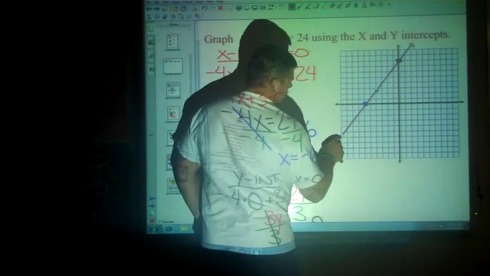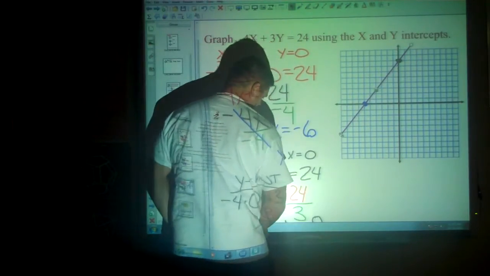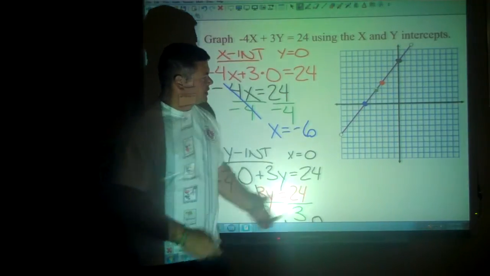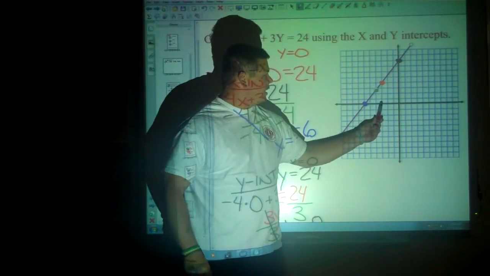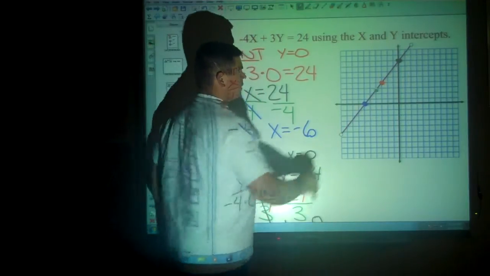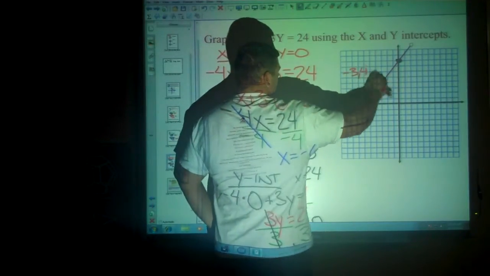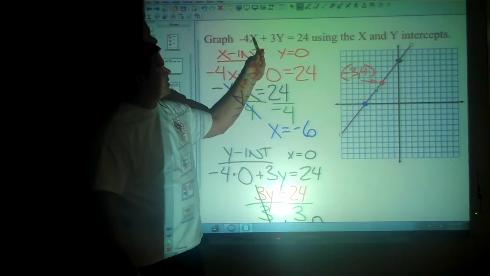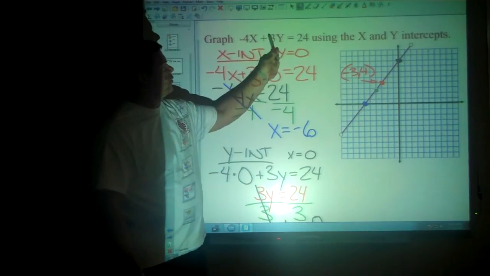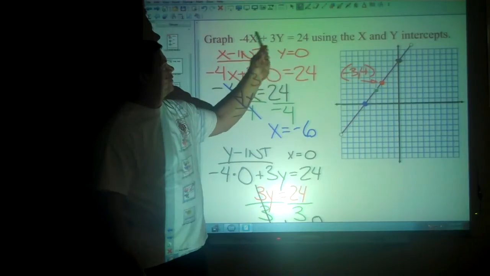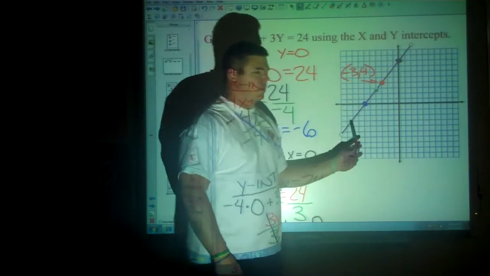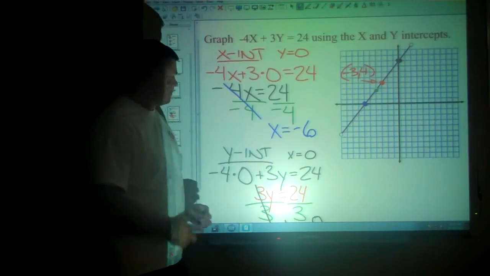Now let's test one and see. Right here looks like a coordinate on the graph. That's at the coordinate negative 3, positive 4. You test it. Negative 4 times negative 3 is positive 12. 3 times positive 4 is positive 12. 12 plus 12 makes 24. It works. Any coordinate on that purple line will work in this equation.